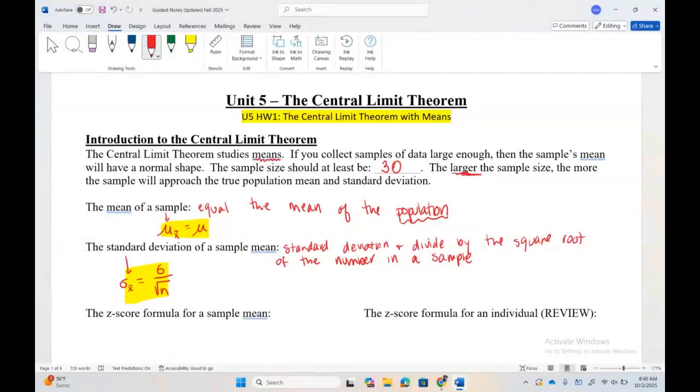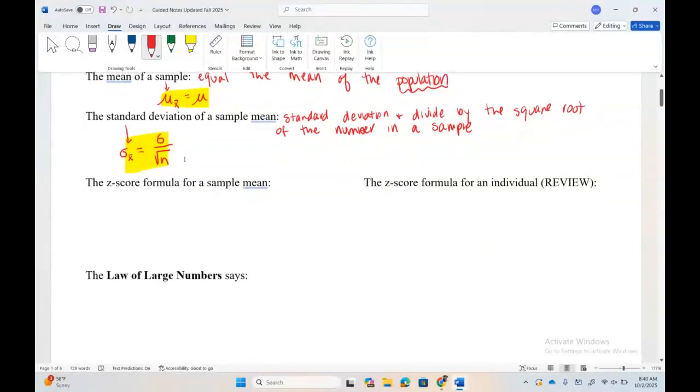This is an important formula, and the fact that those two things are the same is also important. Now, the z-score for a sample mean. In the last unit, we learned the z-score formula. Z was x minus the mean, over the standard deviation.